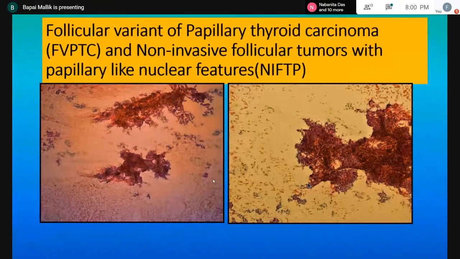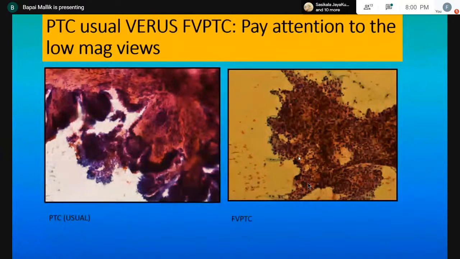It is extremely important to look at the low power. On the low magnification, you are going to find these clusters and see the staghorn outlines. This is very important. Staghorn outlines are extremely vital, right? And you see some follicles coming out of them. Now, you might wonder, what is the difference from a usual variant? Now, this is the usual variant of papillary thyroid carcinoma.